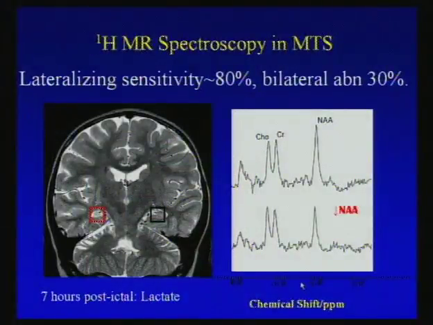And what is the lateralizing sensitivity of spectroscopy in mesial temporal sclerosis? Well, it's very good. It's about 80%, but you have to remember that you may see bilateral abnormalities in about 30% of patients. So if we place the voxel over the abnormal hippocampus, we see decrease in the NAA, N-acetyl aspartate, marker of normal neurons, and that makes sense because in mesial temporal sclerosis we have neuronal loss and gliosis. In patients who are postictal, you may also see lactate.